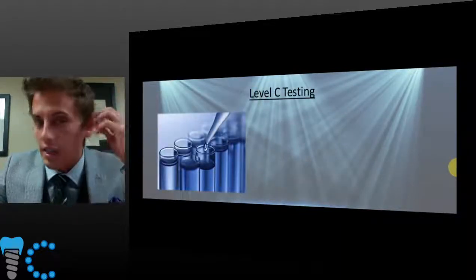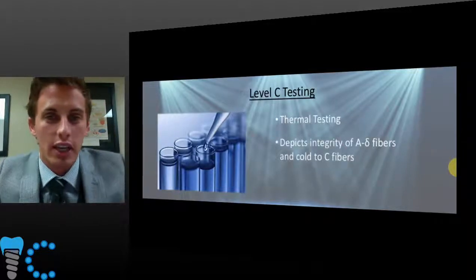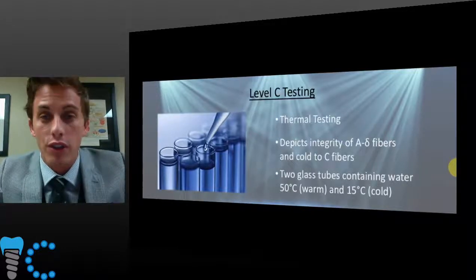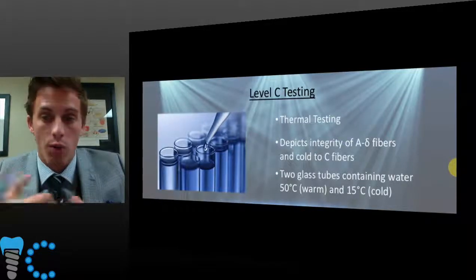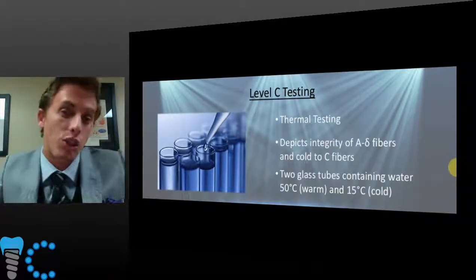The last thing that is done is a thermal test. A thermal test is looking at another type of fiber, nerve fiber, where you take 2 glass tubes, one warm, one cold, and then the patient decides which they feel.